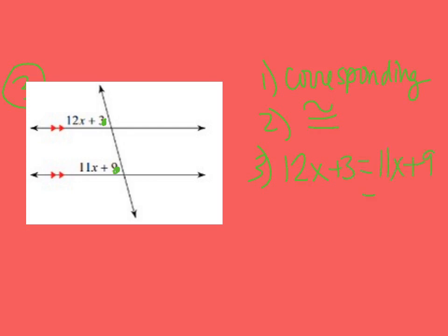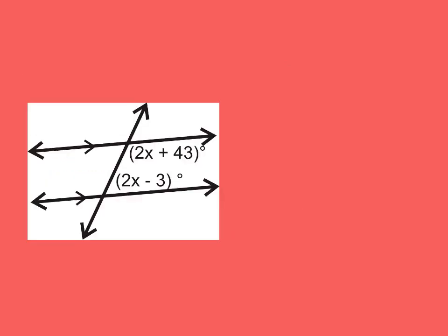I'm going to bring the 11x over here. So I have x plus 3 equals 9, minus 3, and I have x equals 6. Again, I'm not going to plug this in right now, but you could, and you will find out that both of these should be the same. Alright, let's go to the last example.